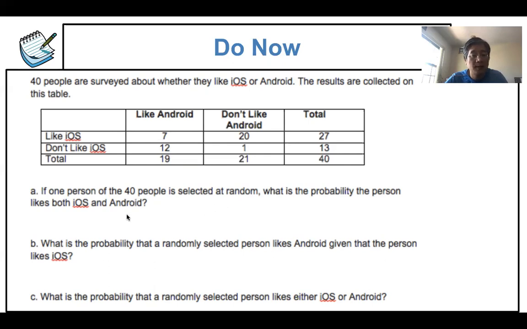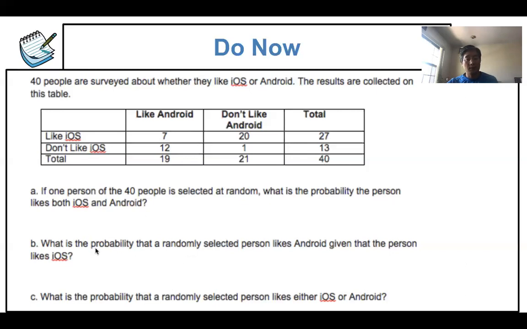So total 40 people. If one person of the 40 is selected at random, what is the probability that the person likes both iOS and Android? Both. How many people like both? Here. The 7 people like Android and iOS. So what is the probability? 7 out of 40.